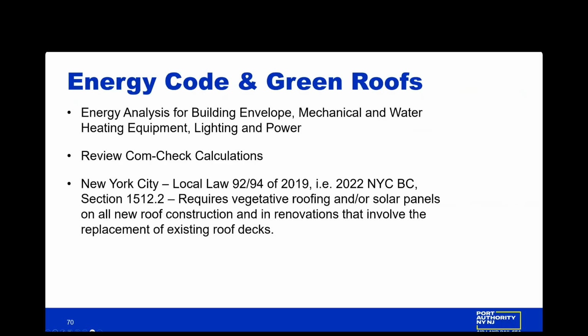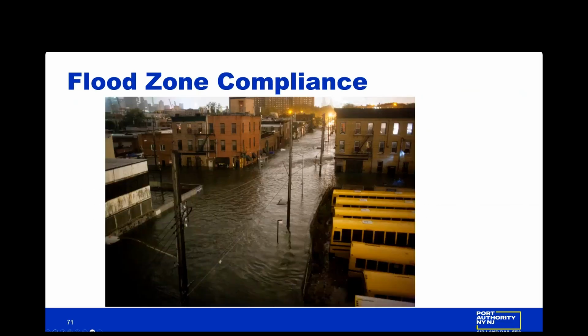We look at energy codes and green roofs. They're pretty much across the board the same, except New York City, where in addition, new buildings, new roofing and new roofing decks require vegetative roofing or solar panels. Next. The architecture group looks at flood zone compliance. Next, please.